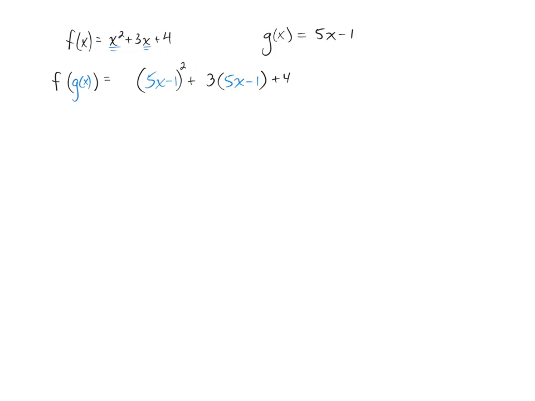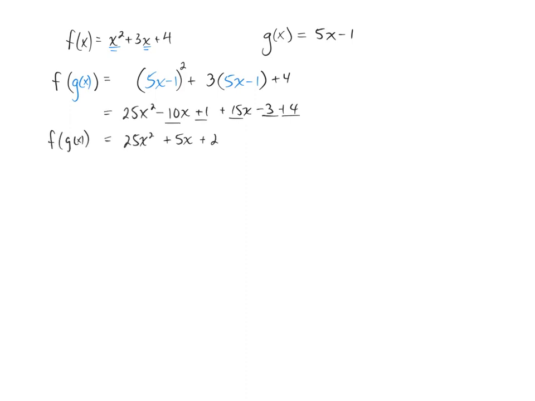Now, of course, we can go ahead and simplify this just by foiling out the binomial expansion, distributing the 3, and grouping our like terms. So this is going to be 25x squared minus 10x plus 1 plus 15x minus 3 plus 4, and we group our like terms. 25x squared, we've got minus 10x and plus 15x, which is plus 5x, and a 1 and a 4 is 5, minus 3 is 2. And so we could say, all right, here's f of g of x in simplified form.